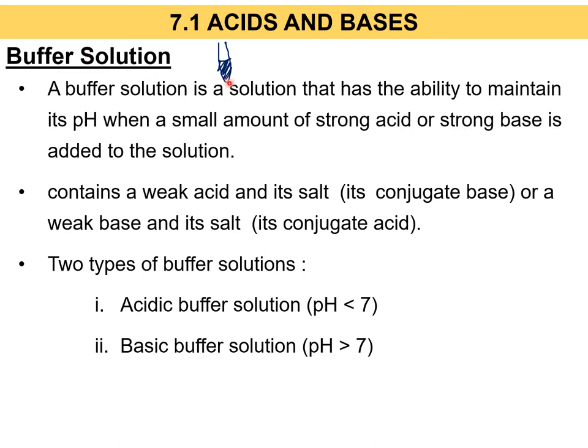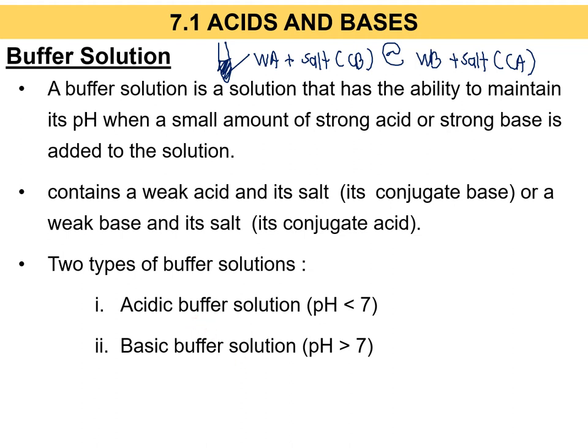So basically, buffer solution ni, dia contain weak acid and also dia punya garam. Garam dia tu ialah conjugate base lah, weak acid with its salt ataupun dikenali sebagai conjugate base. And also, it can be weak base with salt dia sendiri, ataupun we can call it as conjugate acid. Okay, itulah buffer solution. So sebabkan itulah dia ada two types of buffer solution, di mana you akan ada acidic buffer solution ataupun basic buffer solution.